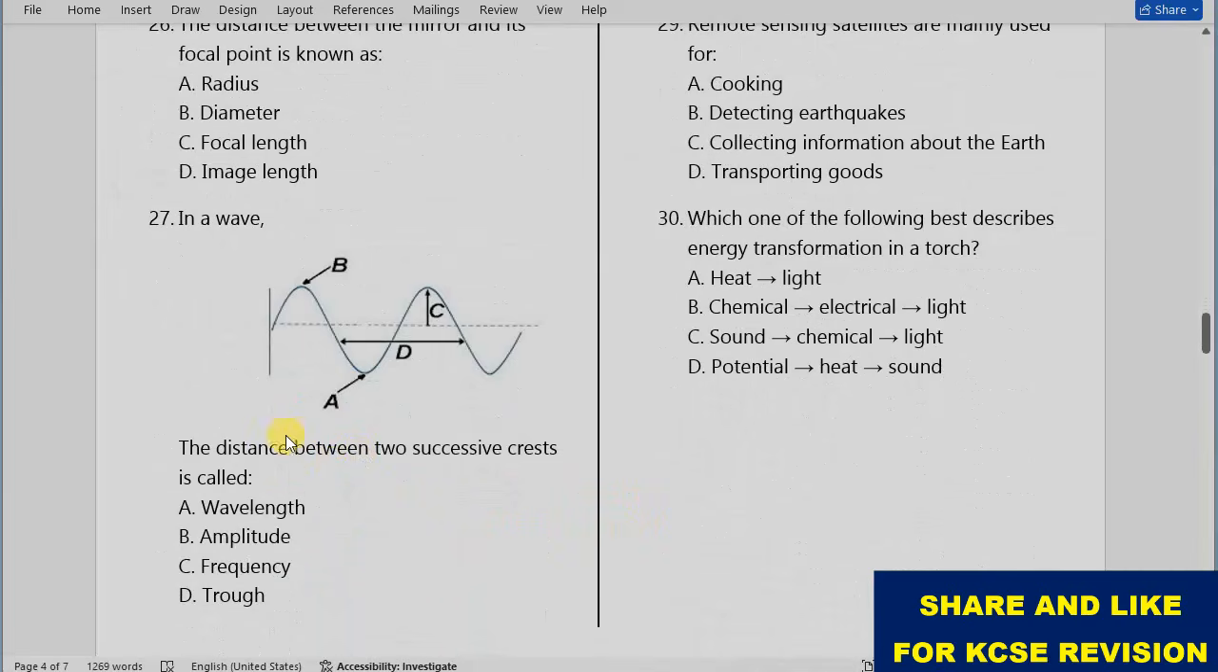In a wave, the distance between two successive crests is called a wavelength. The distance between two successive crests.